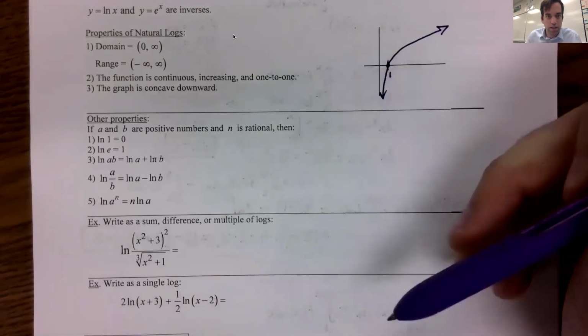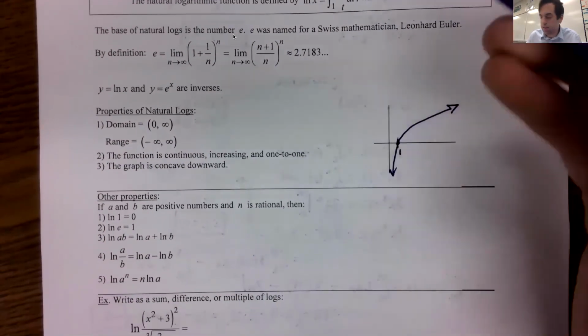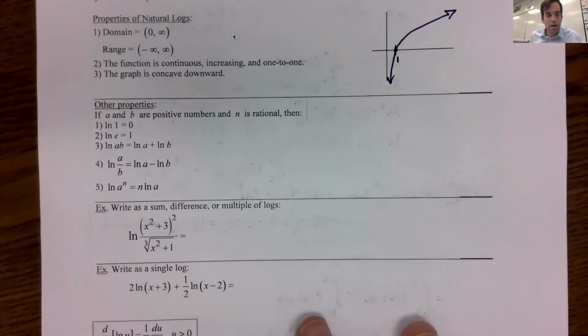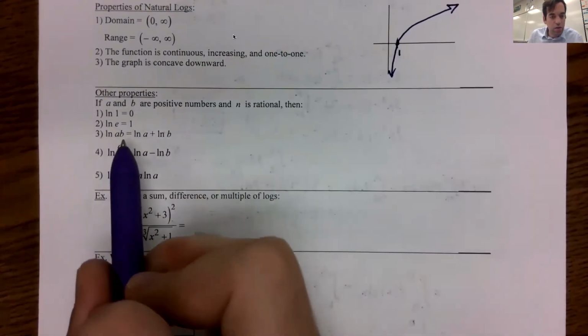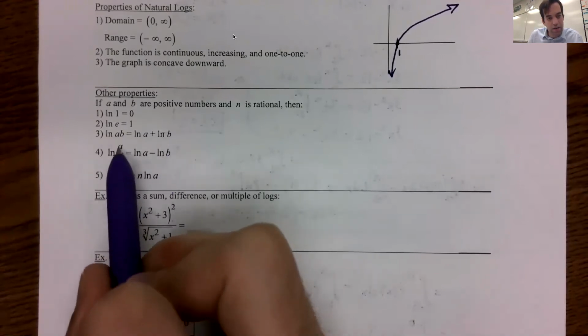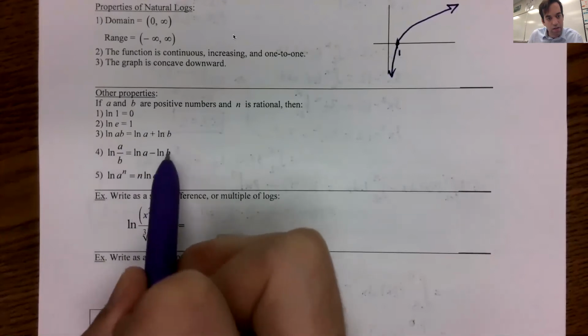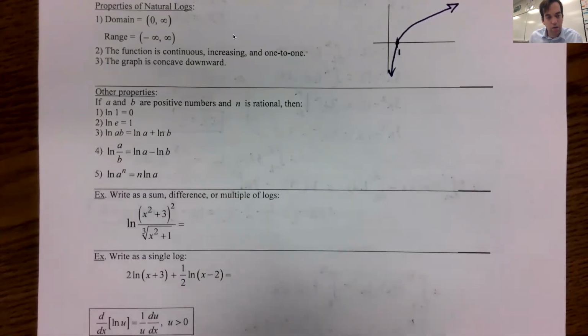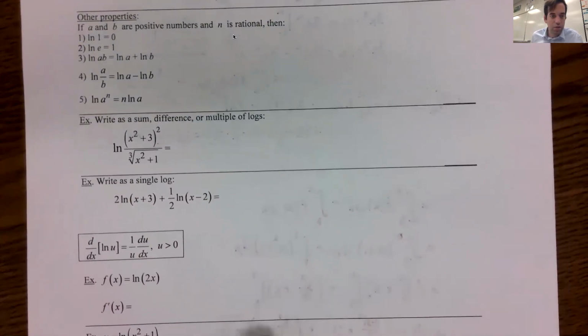So wherever e, 2.7, has a y value of 1. And we can also separate natural logs that have numbers multiplied inside into two things added. We can separate two things that are divided into two things subtracted. And any exponent that's on some term a inside of a natural log can also be moved out in front as a coefficient, and it's still equal.